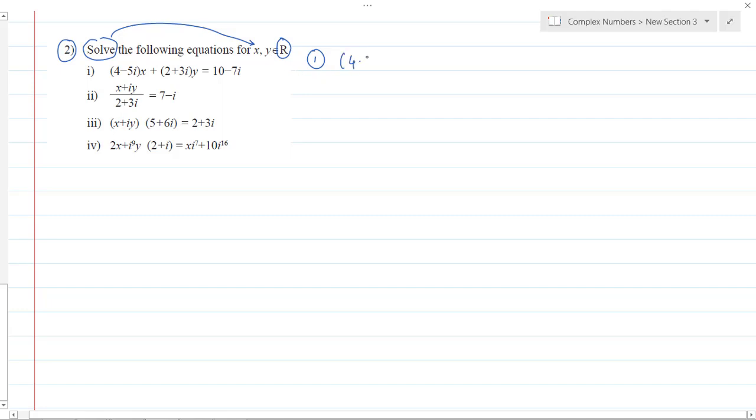So it's (4 minus 5i) into x plus (2 plus 3i) into y, which equals 10 minus 7i. You have to find the values of x and y. So what to do? First simplify. Let's simplify this. Open the brackets. So we have 4 into x, so it's 4x minus 5ix plus 2y plus 3iy, which equals 10 minus 7i.